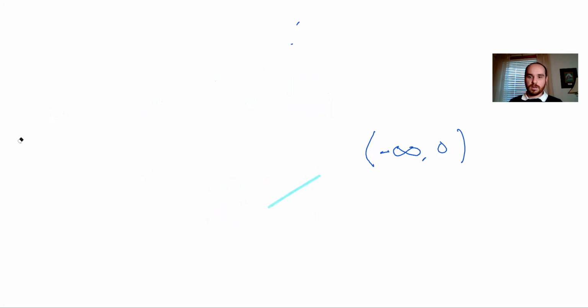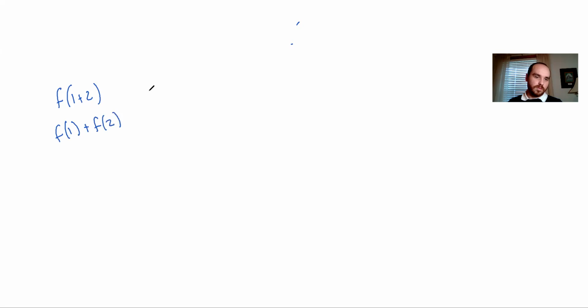Okay. And the last one was asking for f of 1 plus 2 and f of 1 plus f of 2 for the function. What was the function? It was just f of x equals x cubed. So all this is asking you to do is plug these in. F of 1 plus 2 in parentheses, that's f of 3.